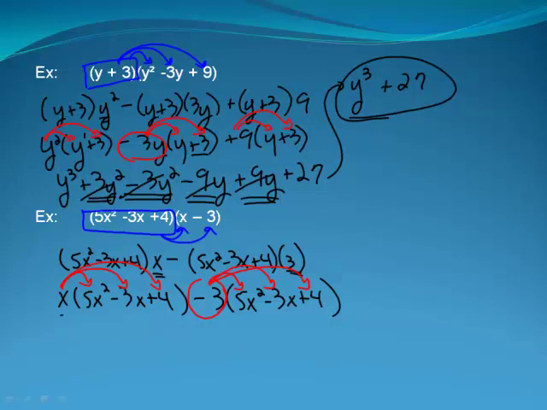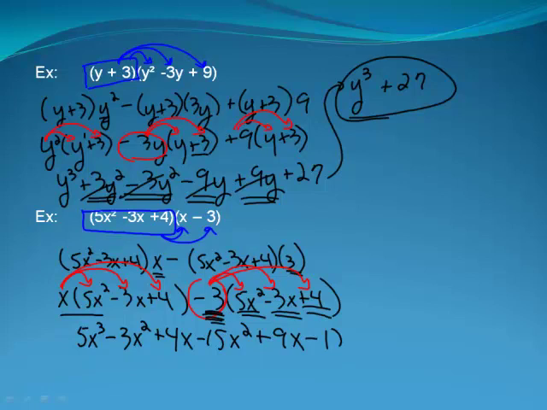So here, x times 5x squared would be 5x cubed, 1 plus 2 is 3, minus 3x times x is minus 3x squared, plus x times 4 is 4x. Now, minus 3 times positive 5x squared is minus 15x squared. We've got minus 3 and minus 3x. Negative times negative is a positive 9x. And minus 3 times positive 4 is minus 12.